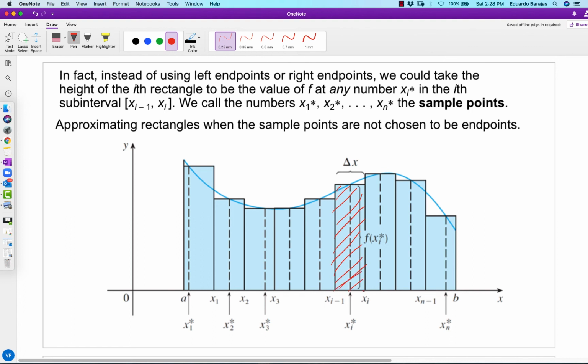At one point, we were looking at right-hand rules. So we would say, okay, let's let this determine the height of the rectangle, which would mean the rectangle would go all the way up to there. And in a different rule, we said, okay, let's use the left-hand rule. So the left-hand rule would mean that this input value of x would determine the height of the rectangle. Therefore, we'd go up to right over there.